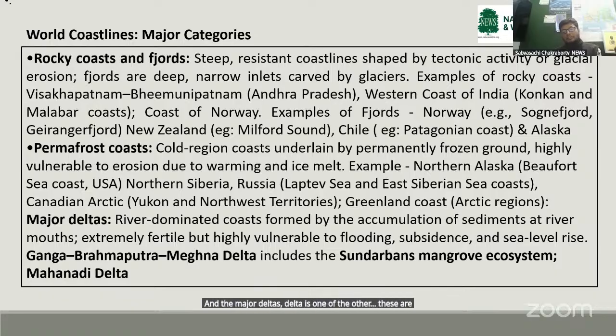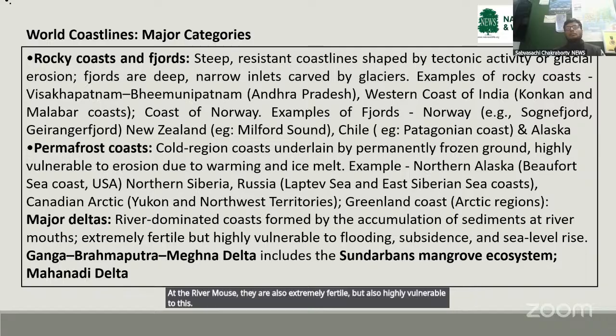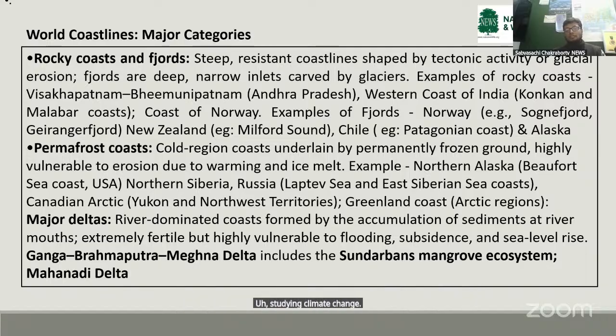These are mainly river-dominated coasts, which have been formed by the accumulation of sediments at the river mouths. They are also extremely fertile, but also highly vulnerable to flooding, climate change, and subsidence, where there is always tectonic activity ongoing and the plates are always moving. Sometimes one plate subsides under another tectonic plate, so that might affect the formation of the deltas. And sea level rise is also a very imminent threat to the formation of deltas.